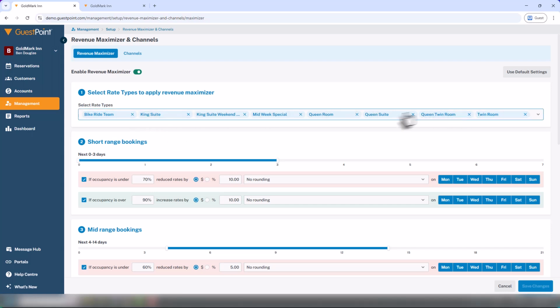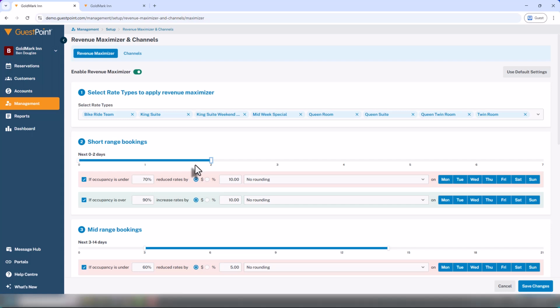So we've got all room rates selected, and for the next 0 to 3 days before arrival, if occupancy falls below 70%, we're going to reduce our rates by $10. And we're going to do this every day of the week. If occupancy is over 90%, we're going to increase our rate by $10. So we can select the range when we adjust our rate. So we could do 0 to 3 days, or we could do 0 to 2 days.